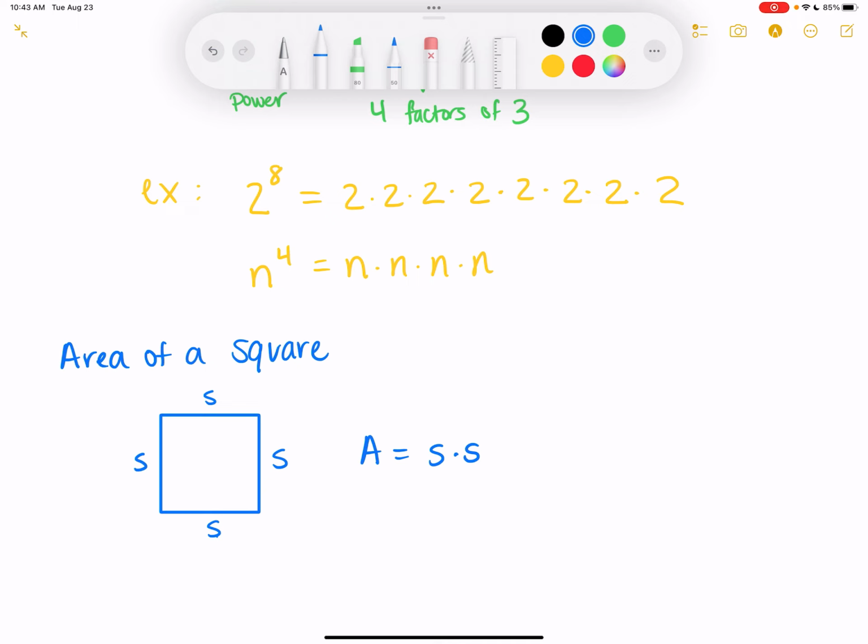Now that we have this, if we had n times n times n times n, I'm going to do the n's because there's lots of them, then I could rewrite that as n to the 4th. So I have 2 s's, so how could I rewrite that? S to 2. Yep, so s to the 2nd power. So that would be my formula for area of a square.